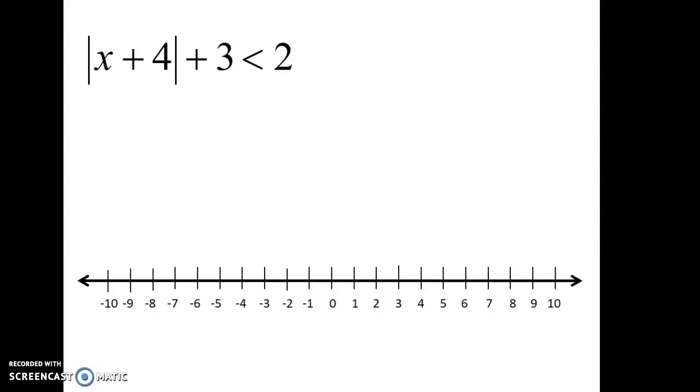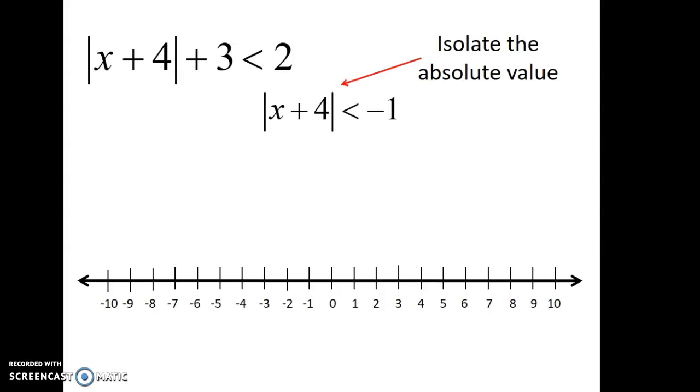So we're going to subtract by 3 on both sides. Now that we've isolated the absolute value, we can make our two inequalities. We can also figure out what type of graph it's going to be. It is a less than. It's an and graph, where it must overlap.